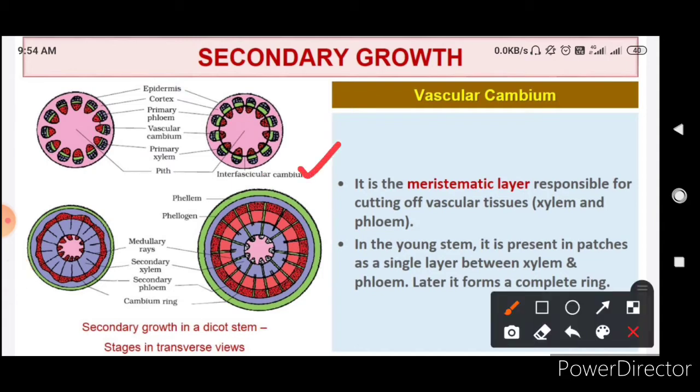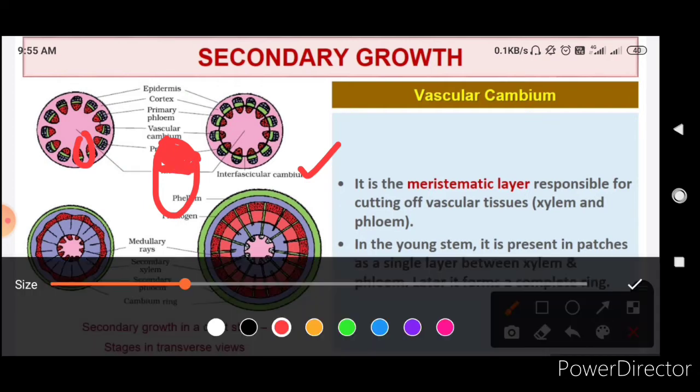So the vascular cambium is the meristematic layer responsible for cutting off vascular tissues, and it will be present in patches as a single layer between the xylem and phloem. See here the green in the bundle. This is the bundle, this is the xylem and this is the phloem. The upper one is the xylem and the lower one is the phloem. The green color ring you are seeing here is nothing but the vascular cambium.